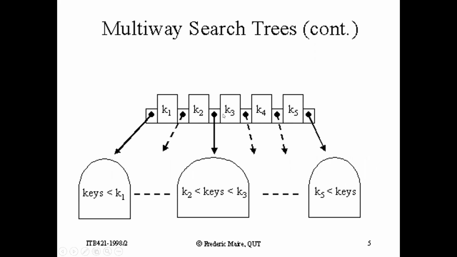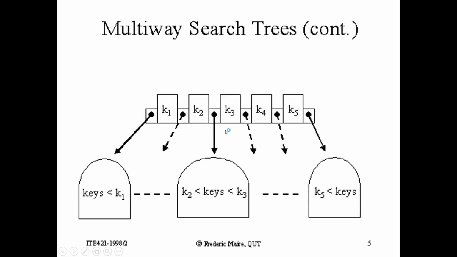So similarly, in this example, we can see a node at the top which has 5 keys, K1, K2, K3, K4, and K5. All the values in the left branch have keys that are less than K1. And all the keys in this particular branch will be greater than K1 but less than K2.